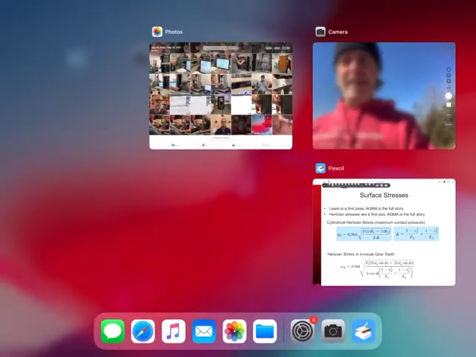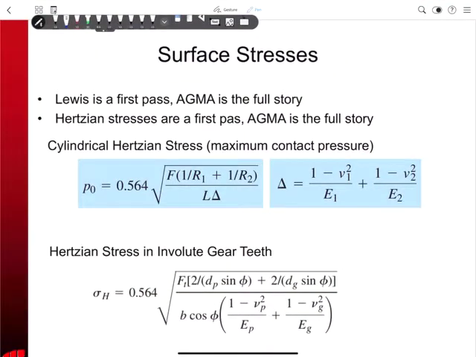So here we are. We've finished all the bending stresses for the idler and for the pinion and the gear. And now we're gonna take a look at the surface stresses, right? This is now fully new stuff for the first time this semester. All right, so let's find it here, surface stresses, right?